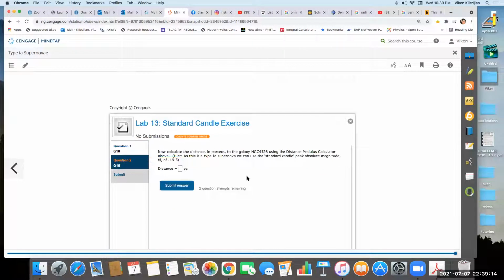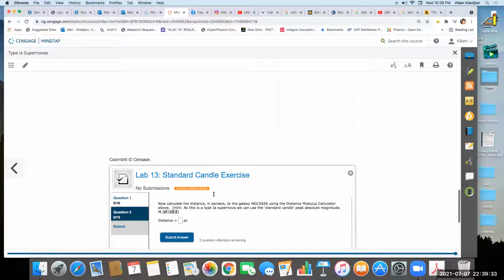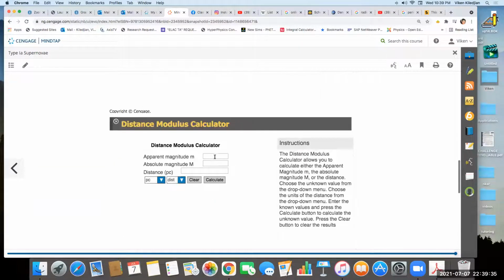Now calculate the distance in parsecs to the galaxy using the distance modulus calculator above. Hint: as this is a type 1a supernova, we can use the standard candle peak absolute magnitude of -19.5. So that means we know -19.5. With this one, you're going to do two things. You're going to put in the apparent magnitude that you got here. Let's say you got an apparent magnitude of 10. Absolute magnitude, you're going to put -19.5.